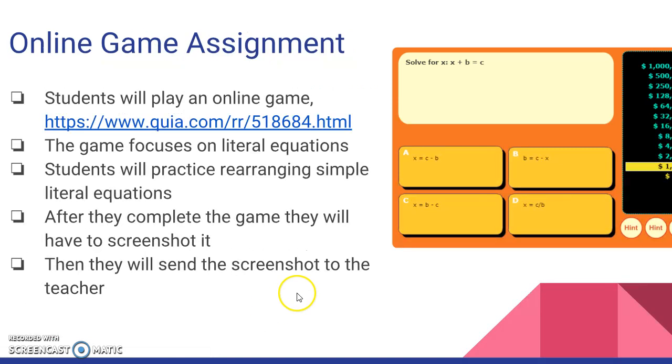The online game assignment. The students will play an online game by going to this website, and this is a screenshot of the website. The game focuses on linear equations, just simple equations. Students will practice rearranging the simple linear equations by using the 7 properties. After they complete the game, they will have to screenshot it like this, and then they will send the screenshot to the teacher after it.